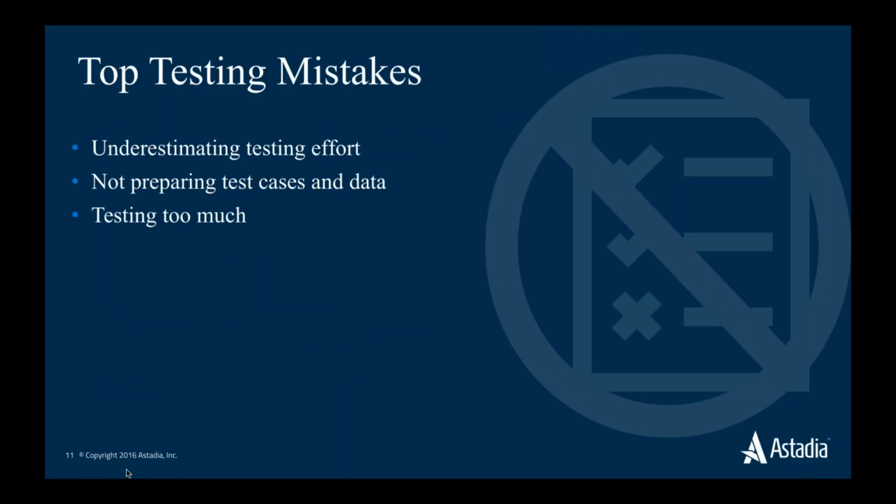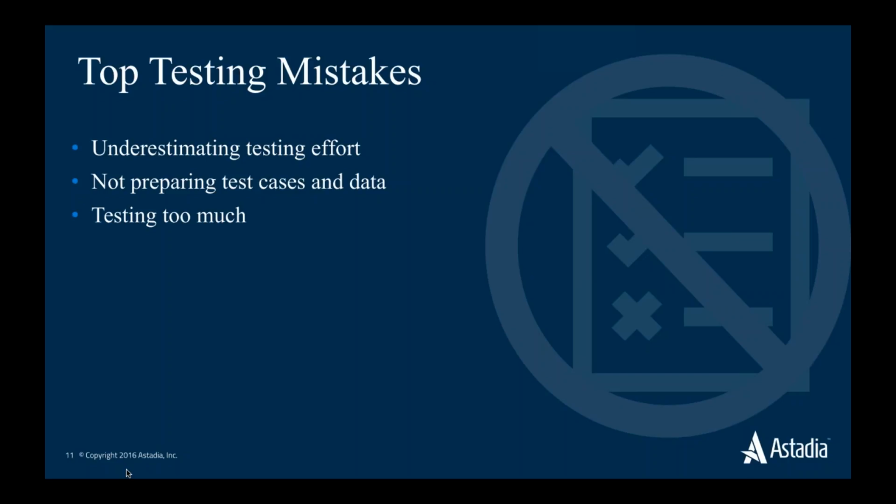So some of the top mistakes on the testing side of things is underestimating the testing effort. That is number one. There have been a lot of projects that I've worked on where the testing is kind of put on the back burner because you're focusing on what you think is the real task at hand, which is modernizing the application. And then when you get to the testing part, you find that you've really underestimated the amount of time that it's going to take or the number of resources.